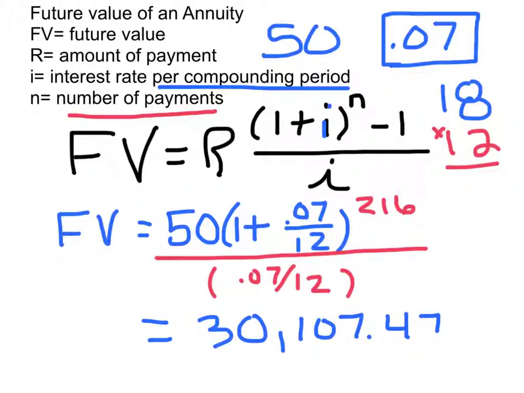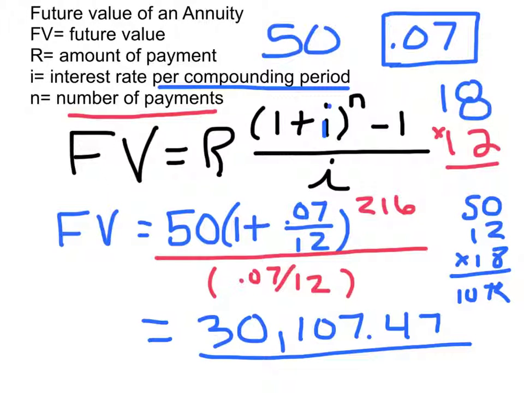And that would be a whopping $30,107.47. Now it's interesting, if you actually just took 50, 12 times a year for 18 years, multiplied all those numbers together, you'd have about $10,000. But with accrued interest, you've got $30,000, and it's doable. So if you didn't have parents that were able to do that for you, maybe you can think about doing it for your own children.